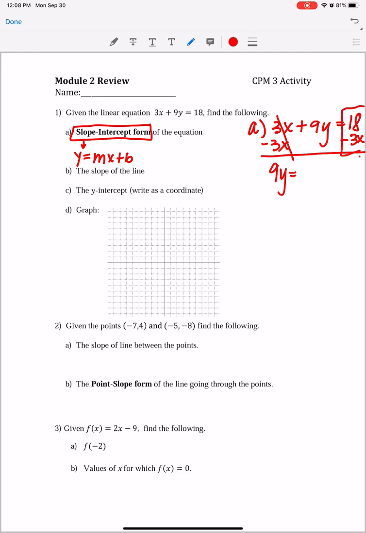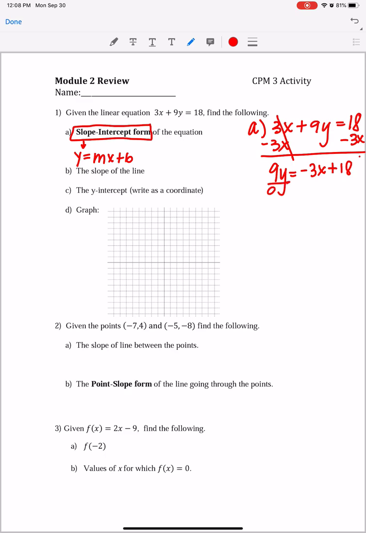These right here are not like terms, so you cannot combine them. And because it's mx, I want that x term first. So I'm going to write minus 3x plus 18. 18 is positive, so plus 18. Okay, do not combine those because they are not like terms. One has an x and one does not. So y is not by itself yet.